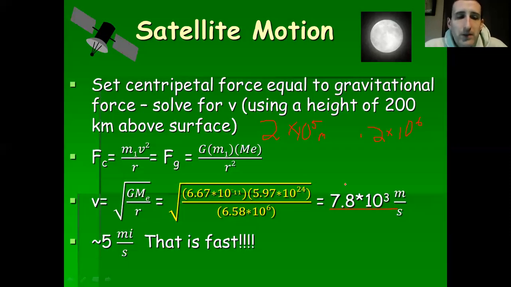When we send people up in space shuttles or in space capsules, their problem is they have to go this fast to stay in orbit. But when it's time to come down, they slow down a little bit, and when they slow down a little bit, they'll start spiraling in.